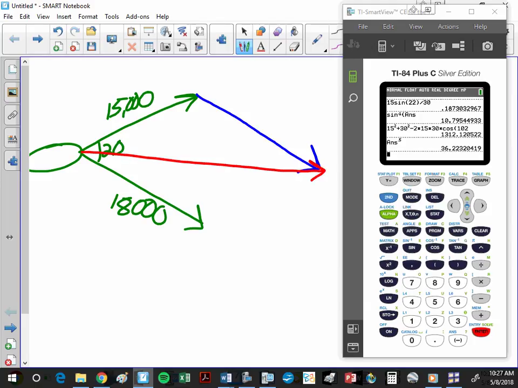Why is that line not parallel to the ground? The bottom tugboat is pulling harder. Does everybody see that? Okay. So now we know that this is 18,000, but we don't have any of the angles. It's not going to be 10. It's actually going to be a little bit bigger than 10. Right?